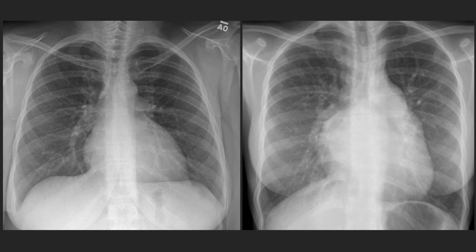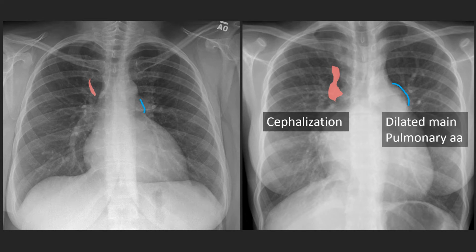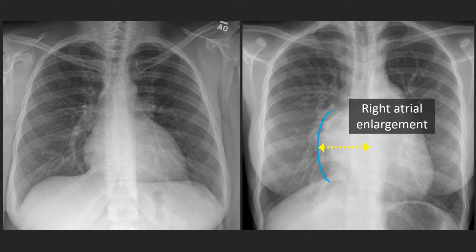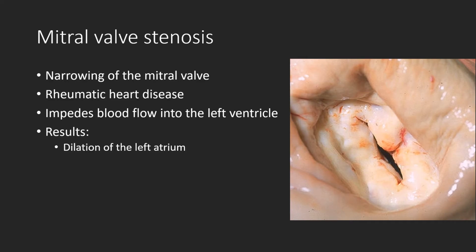Some additional findings that we had covered are also present in this case. There is main pulmonary artery enlargement. There's also cephalization. Also notice how the right atrial border on the right appears to be elongated and enlarged, signifying right heart enlargement. The combination of a normal-sized left ventricle with left atrial enlargement, findings of pulmonary hypertension, and right heart enlargement are suggestive of mitral stenosis, which this patient had.